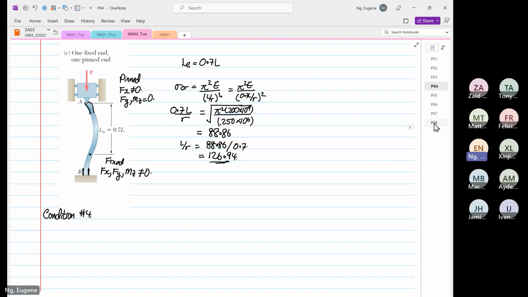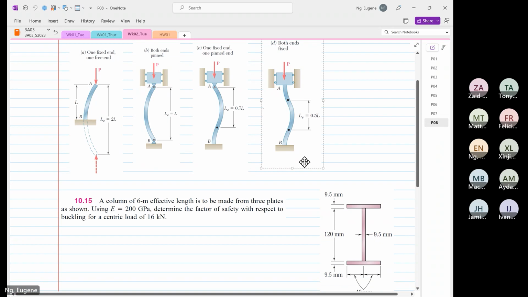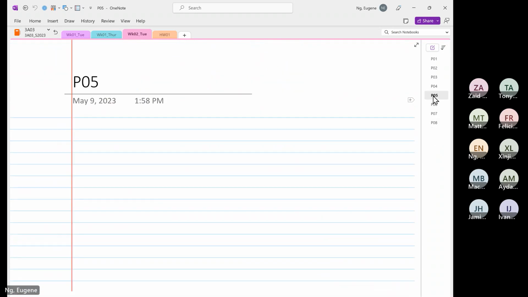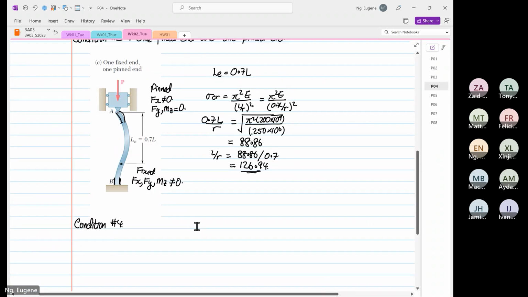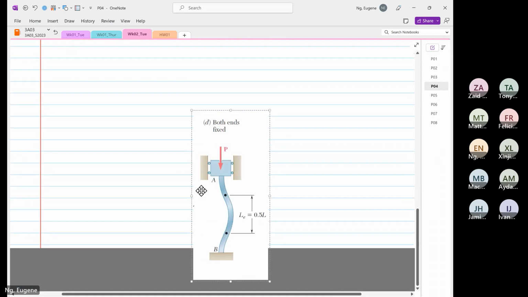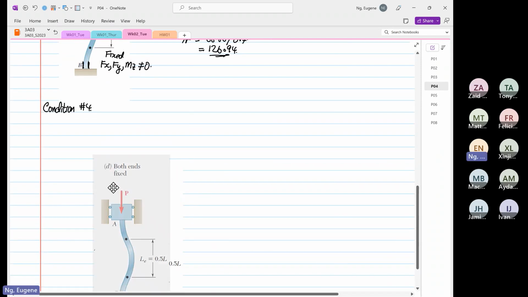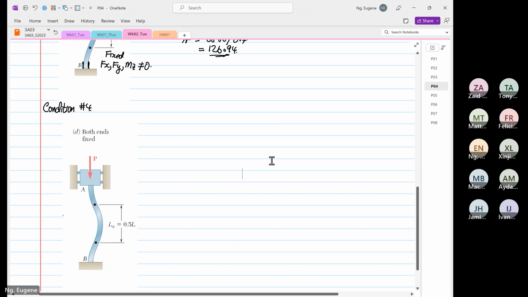And then our last condition, condition number 4. Over here, for this case, both ends are fixed.